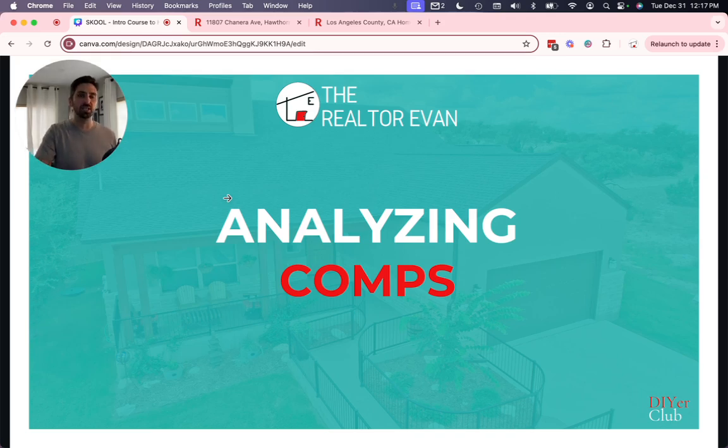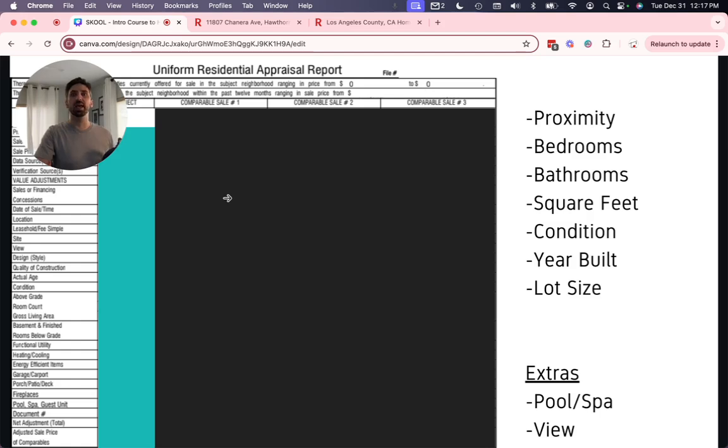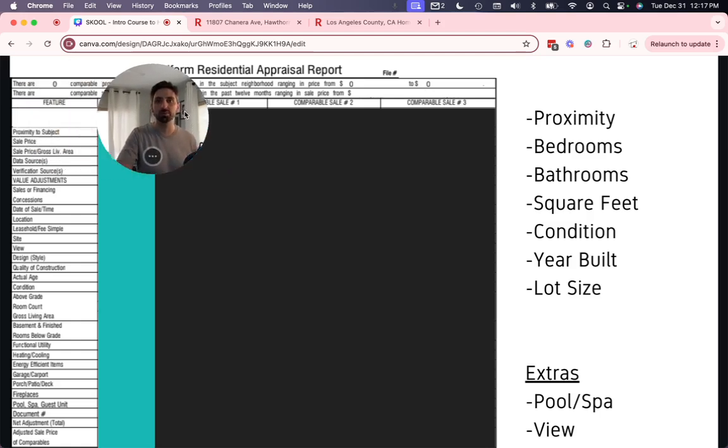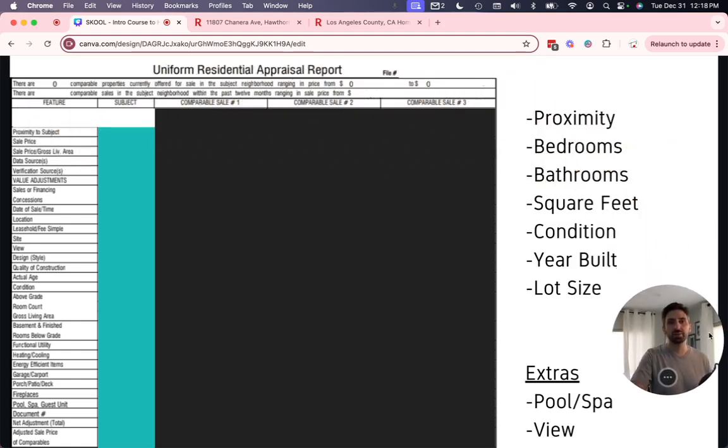And so, in analyzing the comps, what I typically do is I go through what an appraiser is going to look at when they're appraising a property. And so this is a typical appraisal report. And I've cut out some of the meat. I've cut out some of the other stuff and I left you with the meat here, so you can understand what they're really looking at.